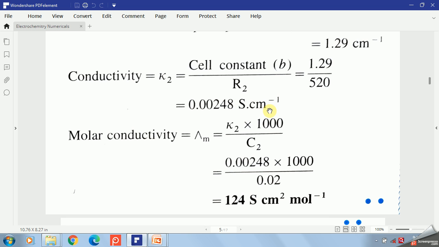So here your conductivity is in Siemens per centimeter. Concentration is molar, meaning moles per dm cube, and 1 dm cube is equal to 1000 centimeter cube. So that's why you have to multiply here by 1000. Then your concentration is in mole per centimeter cube. So 0.02 mole per centimeter cube. Okay, so your answer is this one.